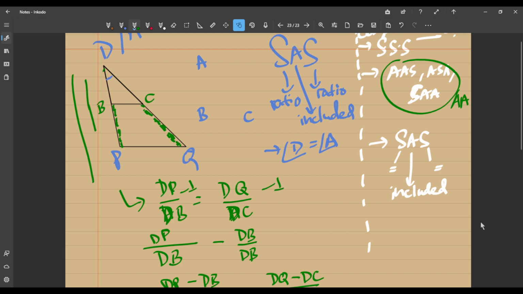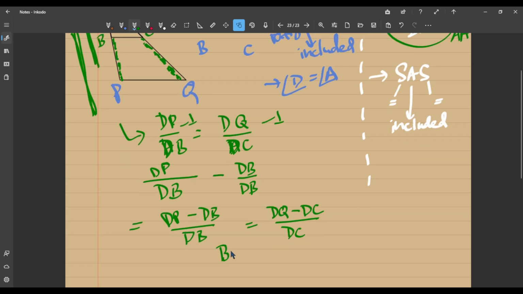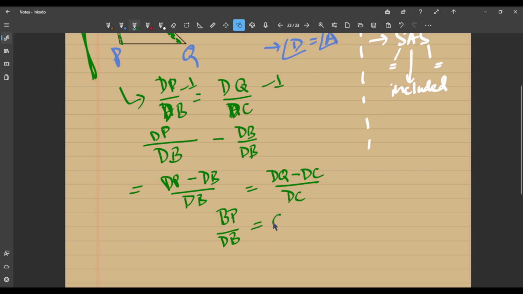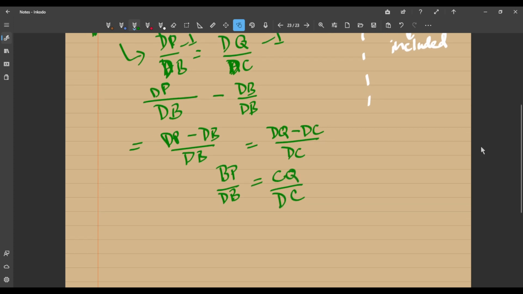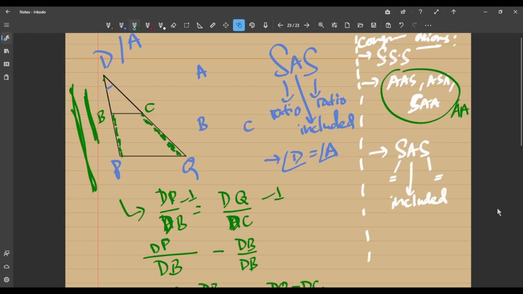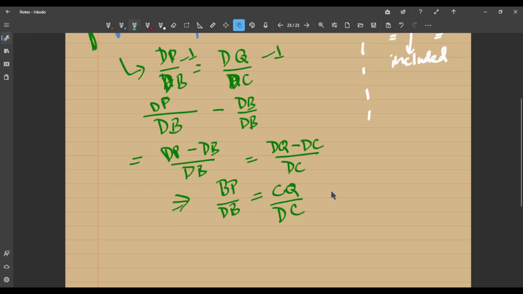So have we found something? Well, DP minus DB would give me exactly what I wanted. It will give me BP, right? So BP over DB should be equal to, similarly, CQ over DC. If I went too fast there, you can always rewind and watch again, but I think you'll be able to follow once you watch again if there's some problem. So this is also true.